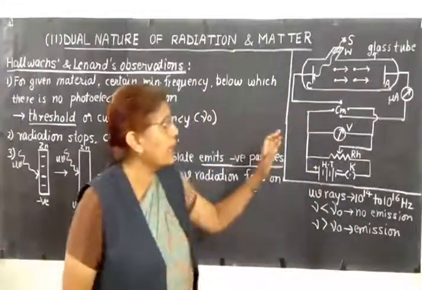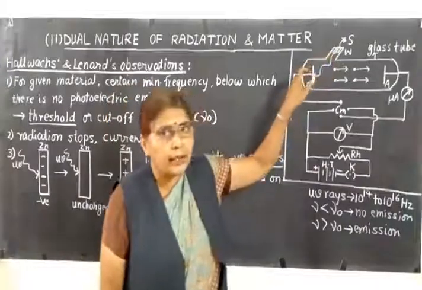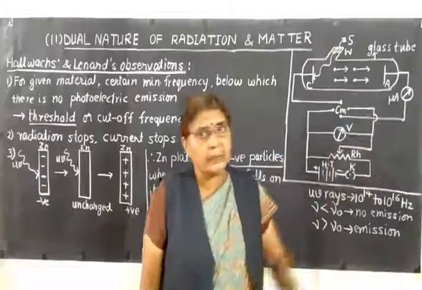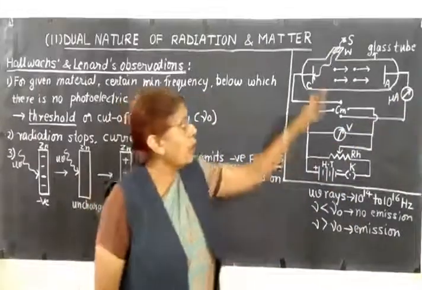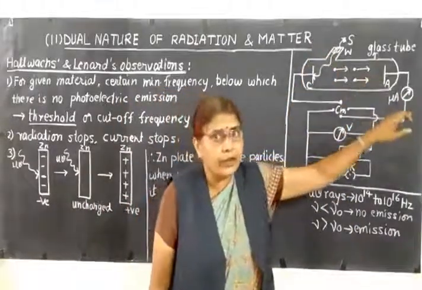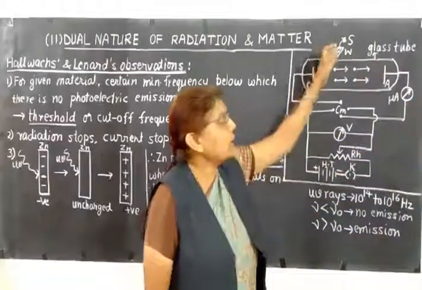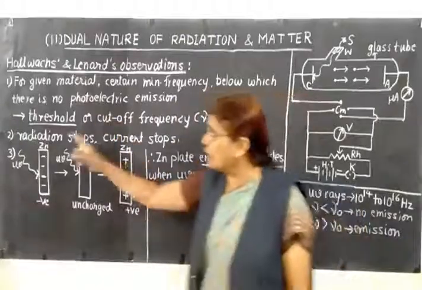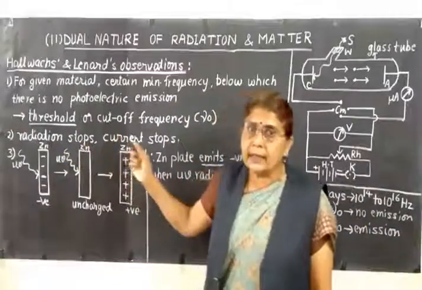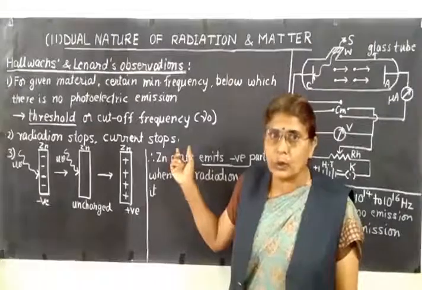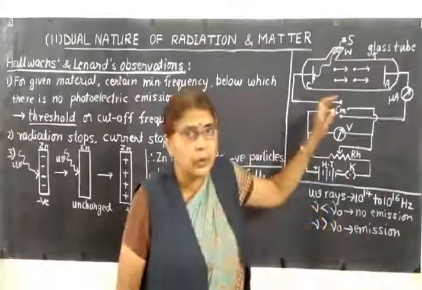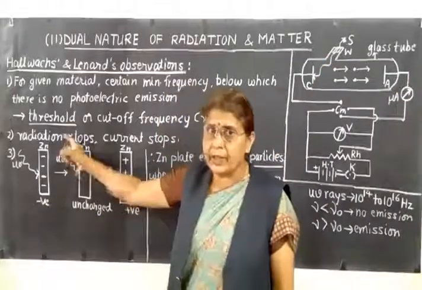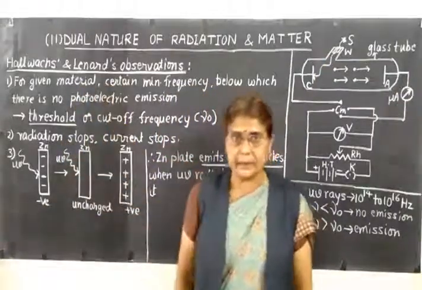Here you know that when radiation falls on the emitter, electrons are emitted, therefore you get a current and it is shown by the microammeter. So because of the radiation, there is a flow of current. So what happens if the radiation stops? These two physicists found that if the radiation stops, then there is no flow of current. The current also stops. So current is due to the incident radiation. This is the second observation made by Hallwachs and Lenard.